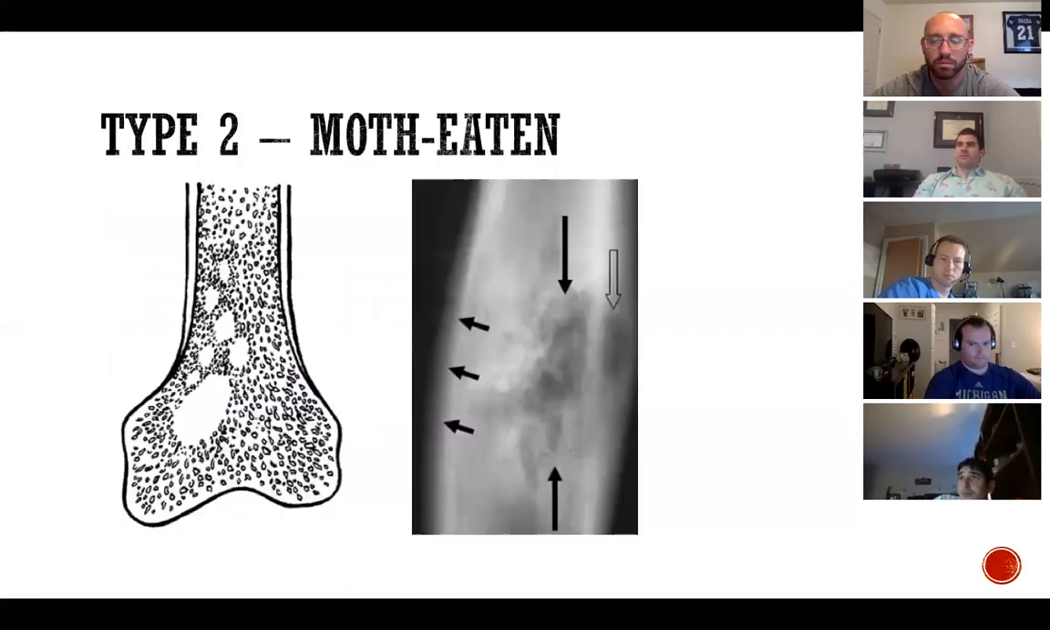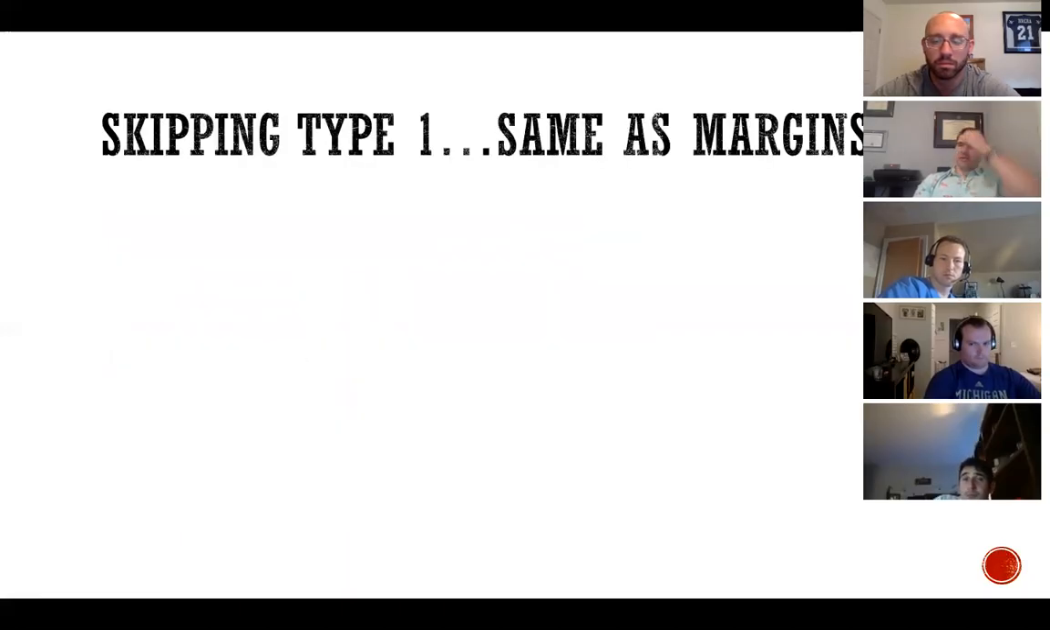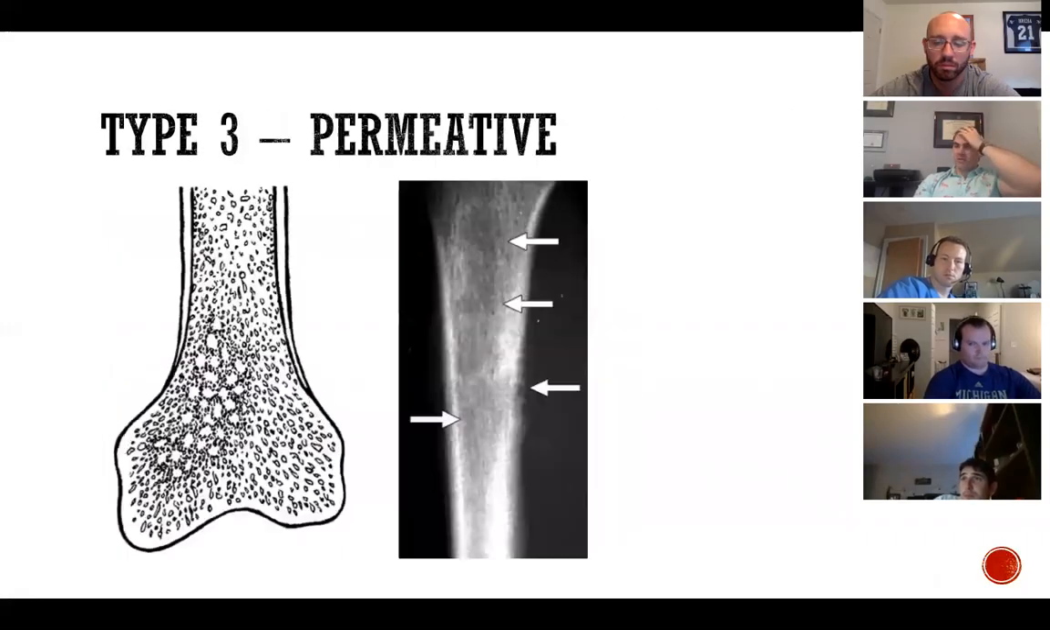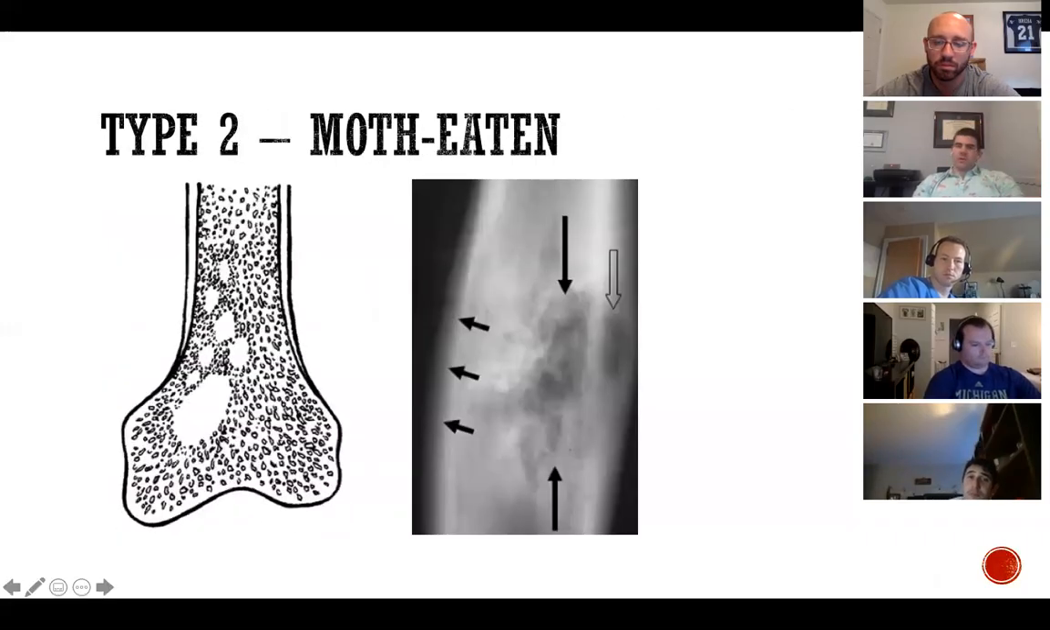All right, Zach, skipping type 1, same as margins, which was geographic, we're looking at a moth-eaten pattern. So Zach, do you want to talk about this slide? Because I really like this one, but I missed when you gave your spiel on the moth-eaten section.